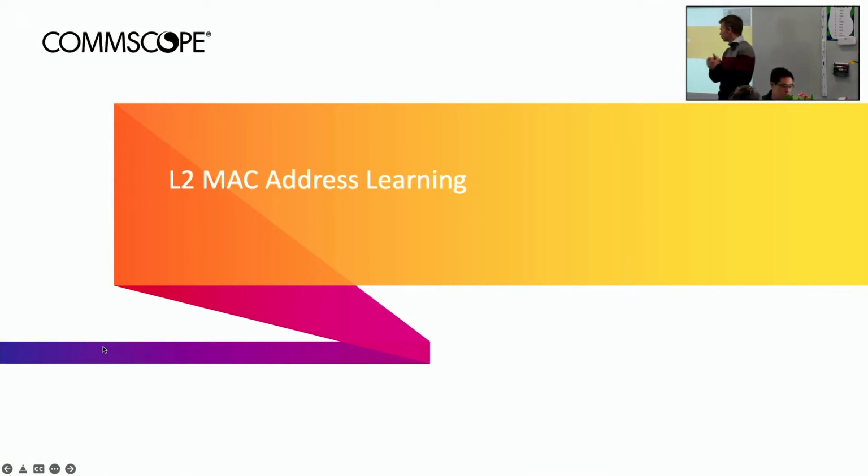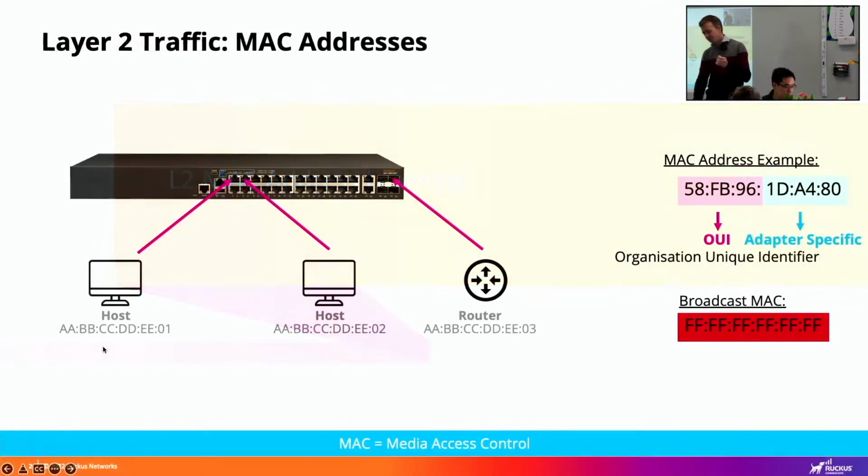So we're going to start at layer 2, and then we're going to work our way up to layer 3. When we talk about networking layers, we're using the OSI model, and we have layer 1, which is the physical hardware. That's the cable. We have layer 2, and we're going to talk about that. Then we'll talk about layer 3.